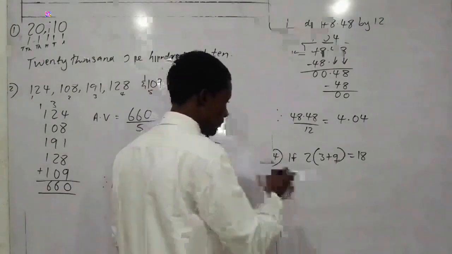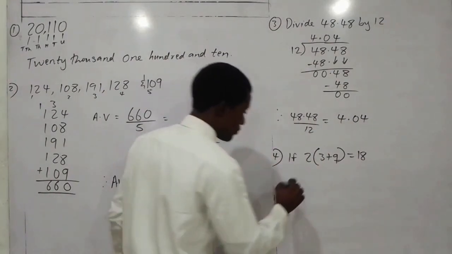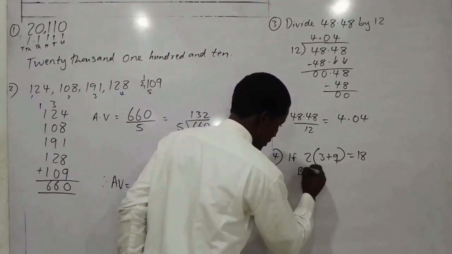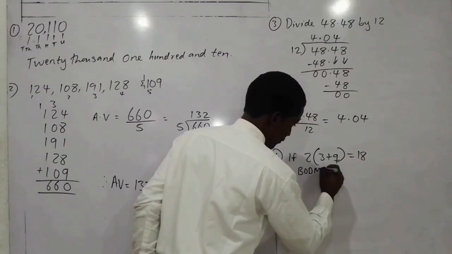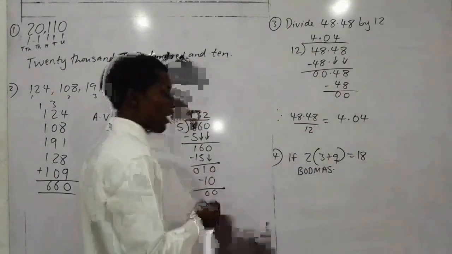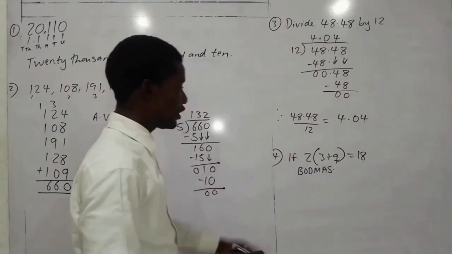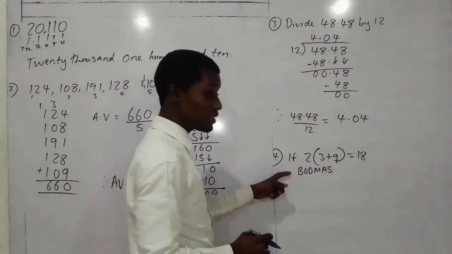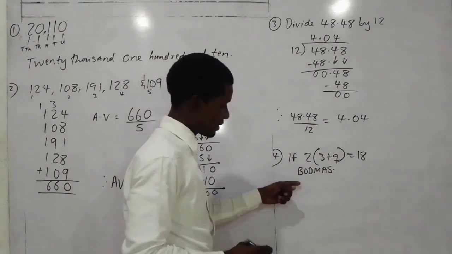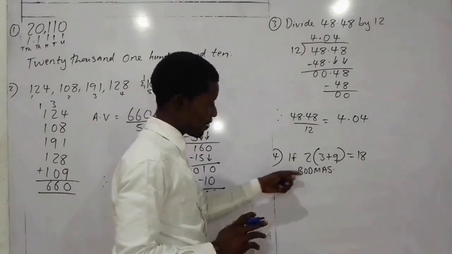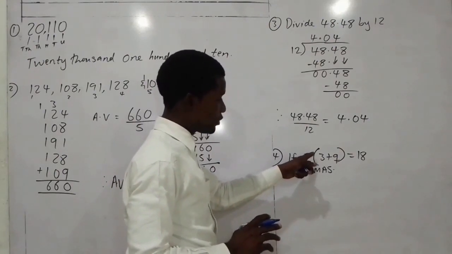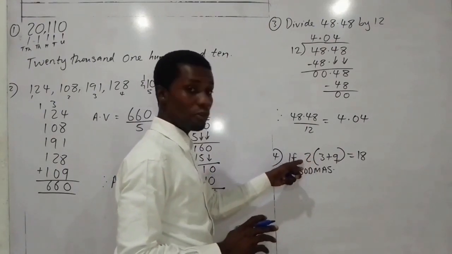Now, to find q, we need to adopt our what? Our BODMAS rule. What does the BODMAS rule say? BODMAS rule says that when you have an expression like this, you need to follow the rules. The first thing is parentheses or brackets. You need to consider the bracket. Now we are given the bracket. You need to open the bracket with the number outside.